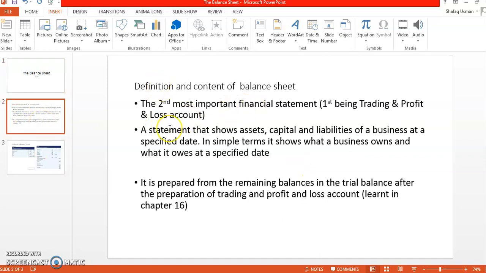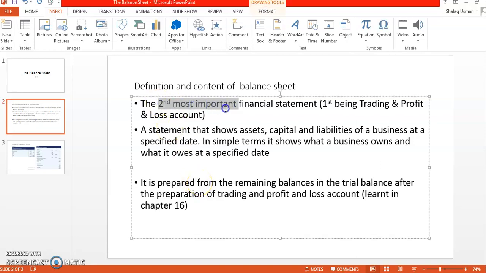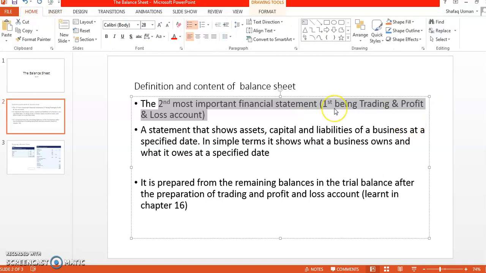Starting with the definition and content of a balance sheet. The balance sheet is the second most important financial statement of a company. What was the first important financial statement? The trading and profit and loss account, which we already learned in chapter number 16, term 2.